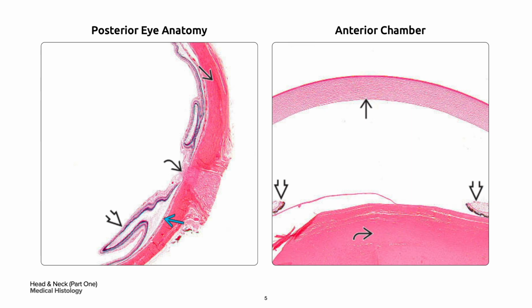At your low power, the lens is composed of eosinophilic material, which is shown here in curved black arrow. The iris sphincter is constricting and dilating to adjust the amount of light that the lens is allowed to focus on the retina.